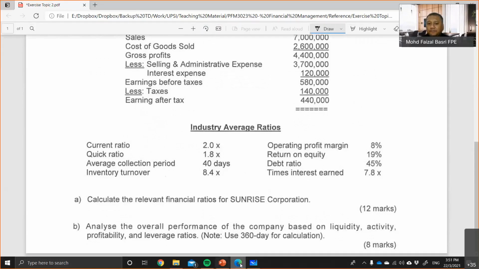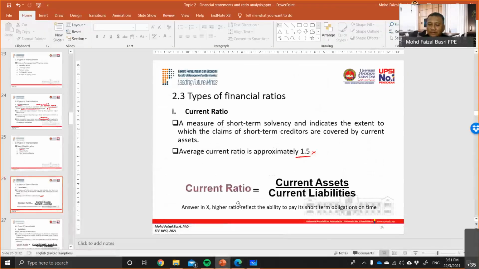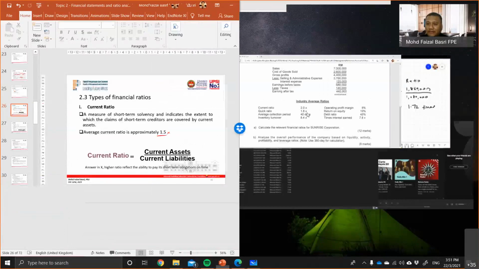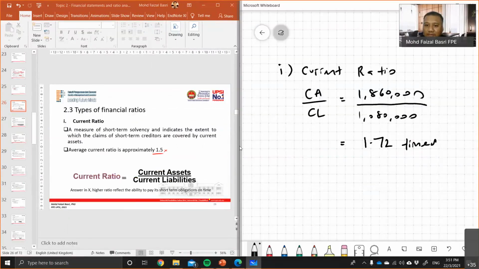So what does it mean? Sunrise Corporation has a lower ratio as compared to the industry average. If you go to this information again, it indicates that the higher the better, right? So a higher ratio reflects ability to pay short-term obligations on time. In our case earlier, Sunrise has a lower score, 1.72 just now. So how to translate this to information or to our explanation? So I can put it here to conclude.